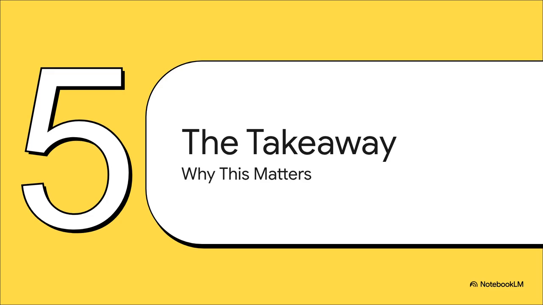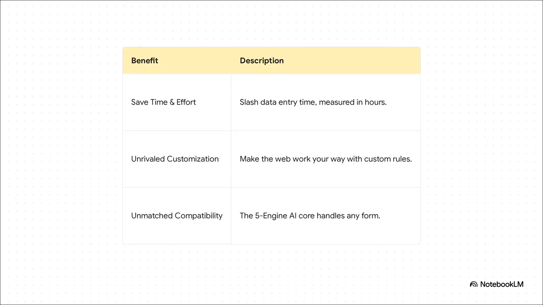Let's kind of pull back and bring it all together. What's the big takeaway? Why does this whole shift from filling to commanding actually matter to you? It really comes down to three main things. First, you're saving a ton of time and effort. We're talking hours, not just a few seconds here and there. Second, you get this incredible level of customization, so you can make the web work for you, not the other way around. And third, it just works. Thanks to that 5-engine AI core, you get amazing compatibility, even on sites where other tools just fail.